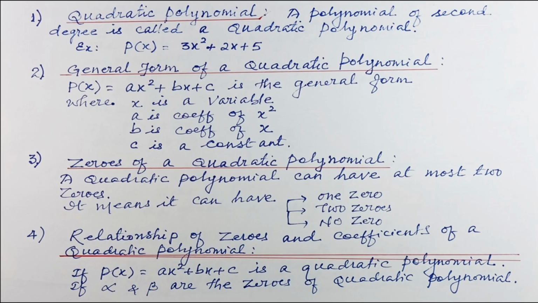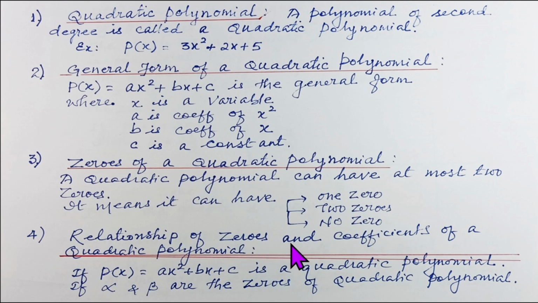Now, the zeros of a quadratic polynomial. The zeros of a quadratic polynomial are the values of the variable which make the value of the polynomial 0. Now, the quadratic polynomial being a second degree polynomial, it will have at the most 2 zeros. That means it can have 1 zero, 2 zeros, or no zero.